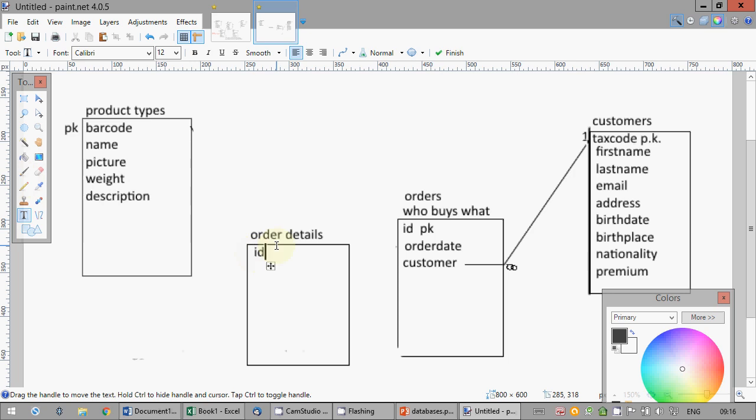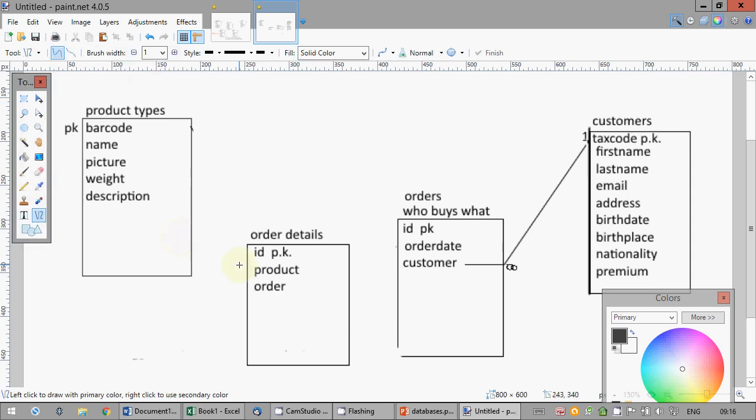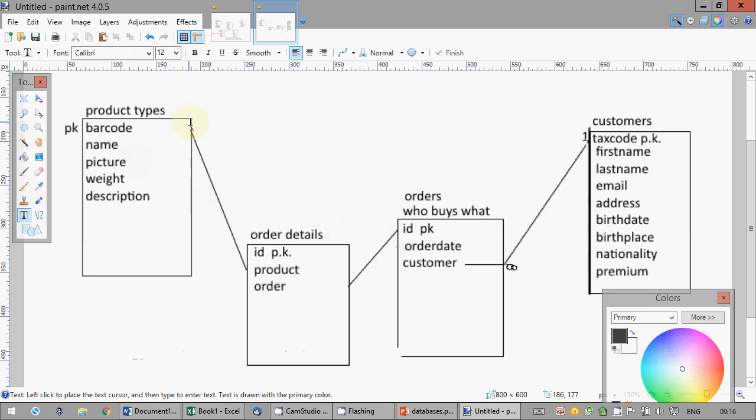It will for sure have an ID, which is the primary key. Then it will have product and order. And these two are related, product to the barcode and order to the ID. This is one, this is one, this is many, this is many. We have also here the quantity.